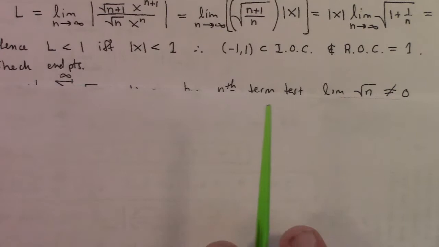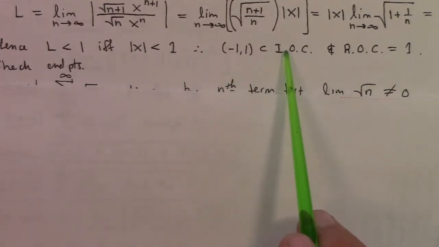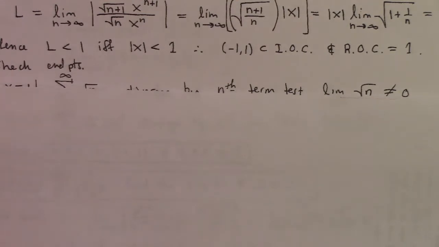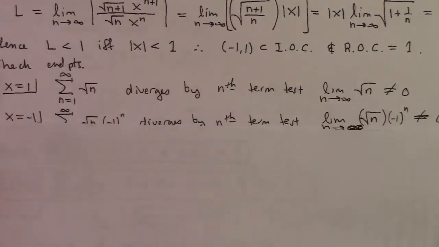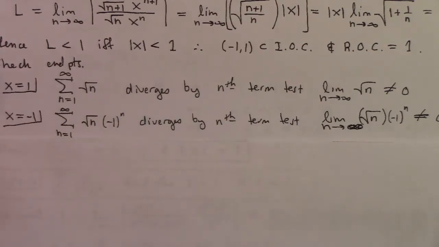So again, we have radius of convergence 1. We know that -1 to 1 is in the interval of convergence. The question is, are the endpoints included? Check the endpoints, and this time both of them diverge by the nth term test.